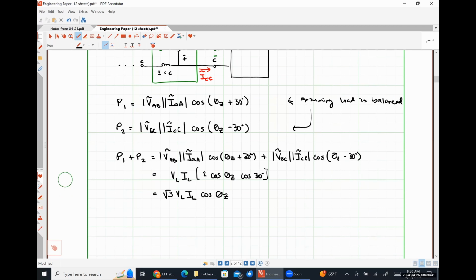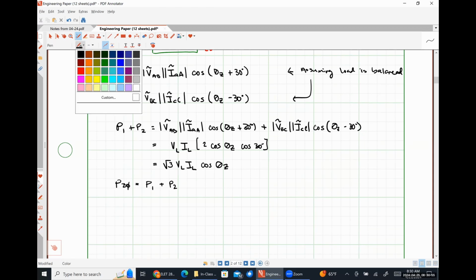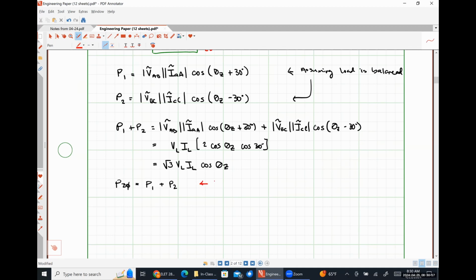Okay? So P three-phase is nothing more than P1 plus P2. And I'm going to put a note here. This is true for balanced and unbalanced systems.